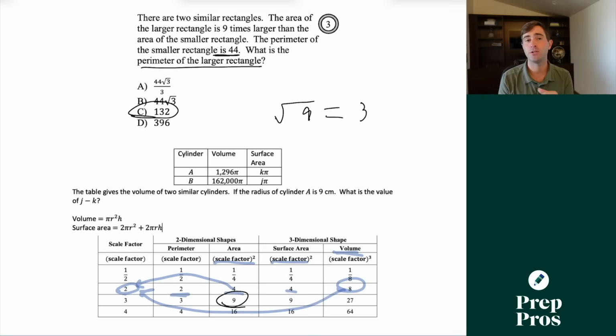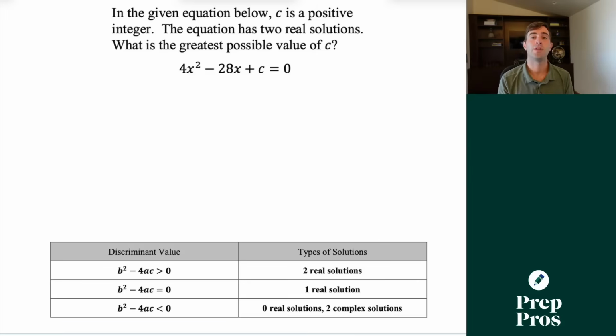See if you can apply that to this trickier version that I already popped on the screen before. Now, the next thing you're going to see are discriminant questions. There are two major types of solution questions you're going to see on the SAT. The first has to do with quadratics, where you see an x squared term, and that means we're going to be using the discriminant.